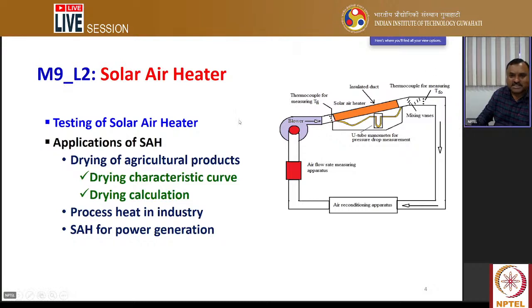As far as testing is concerned, normally if we buy a solar air heater, we place it in an experimental setup, and then we fix thermocouple sensors to monitor the temperatures at the inlet. At the outlet we have mixing vents so that we get uniform temperatures, and here we have to characterize the solar air heater.